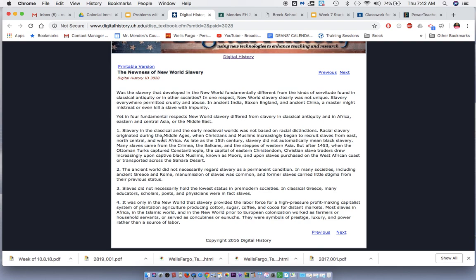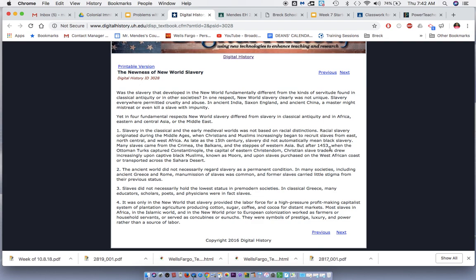Number 1. Slavery in the classical and early medieval worlds was not based on racial distinctions. Racial slavery originated during the Middle Ages, when Christians and Muslims increasingly began to recruit enslaved people from East, North Central, and West Africa. As late as the 15th century, slavery did not automatically mean black slavery. Many slaves came from Crimea and the Balkans and the steppes of Western Asia.